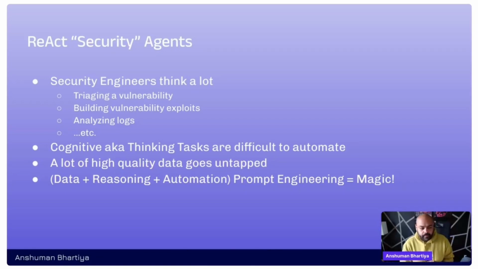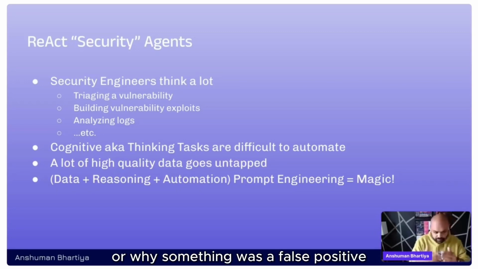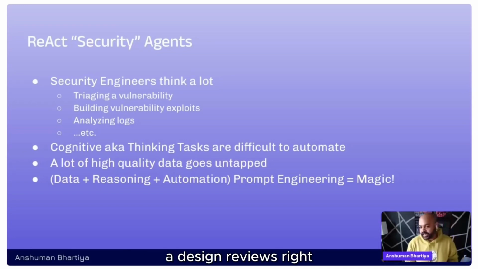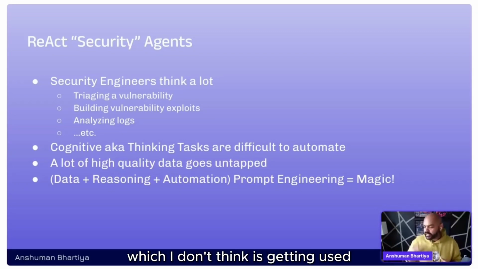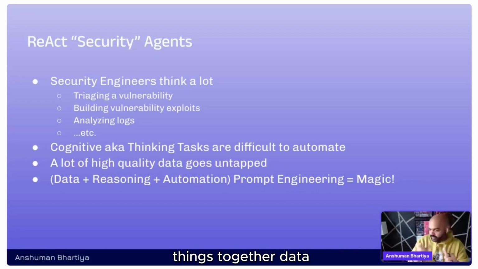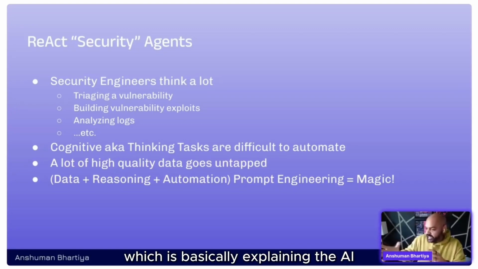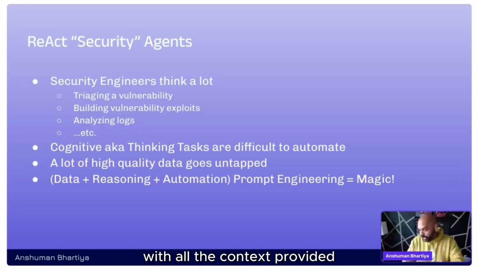So the periodic history of why something was a true positive or why something was a false positive, the artifacts from security activities like threat modeling or design reviews, right? There's so much data out there which I don't think is getting used in a good way. So now if you combine all of these tools together, data, the reasoning, and the automation, and then you focus on your prompt or the prompt engineering, which is basically explaining to the AI what you want it to do with all the context provided, the possibilities are endless.